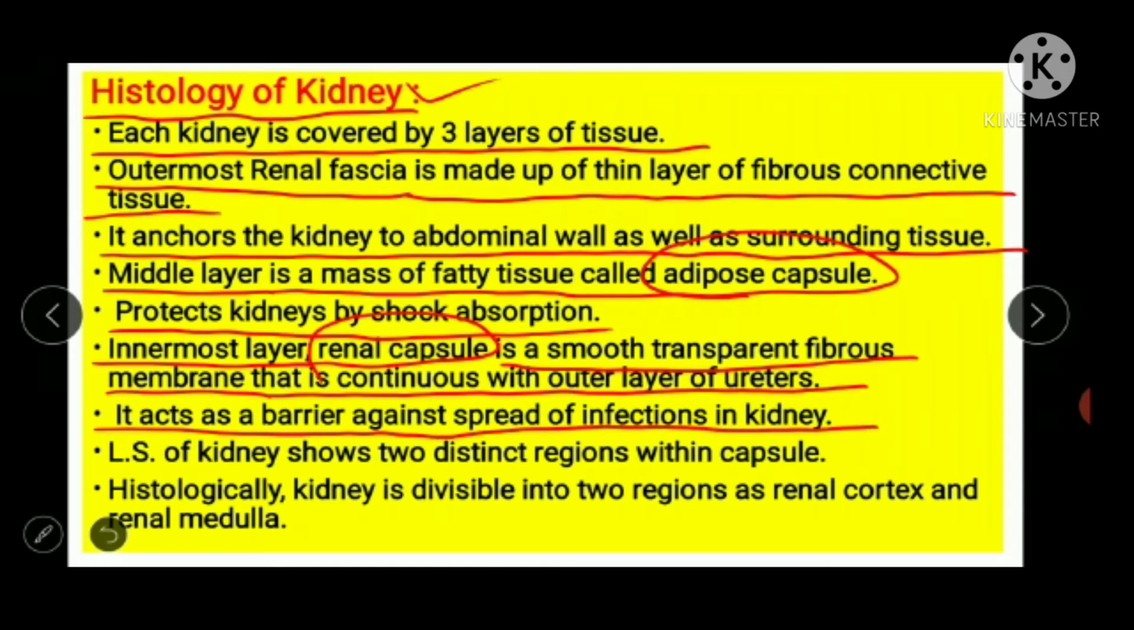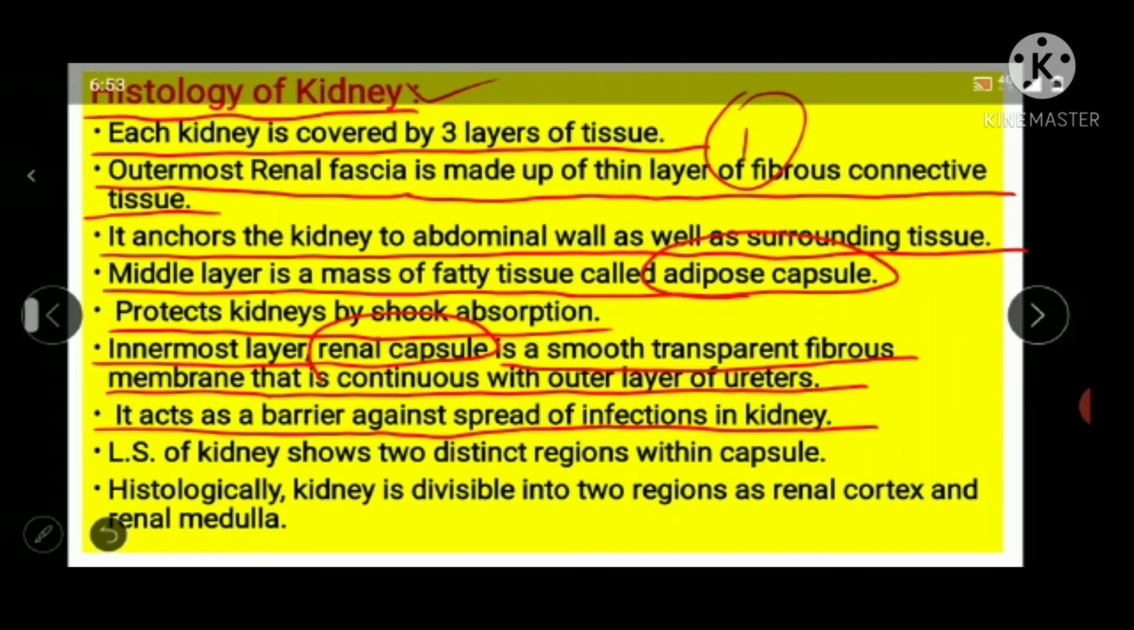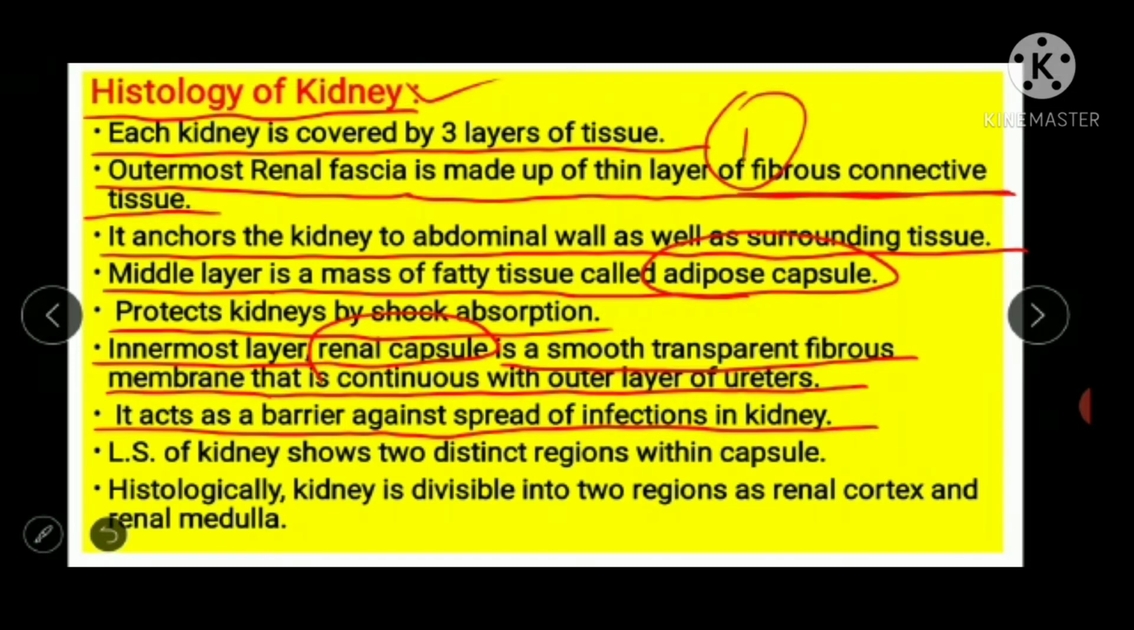It means we have studied that the kidney is made up of three important layers. Number 1, fibrous connective tissue. Number 2, that is adipose capsule. And number 3, it is a renal capsule.